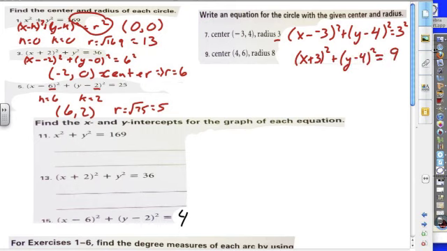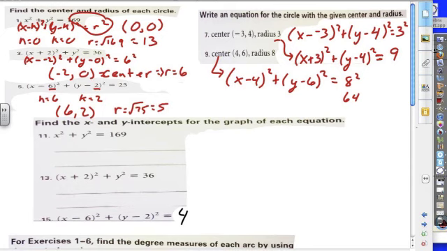So for the first one, I would have said x plus 3 quantity squared and y minus 4 quantity squared equals 9. Now for the last one here, x minus 4 squared, y minus 6 squared equals 8 squared, or you could say 64. So that's how you do those part right there, if they're giving you the equation and they want you to work through it.